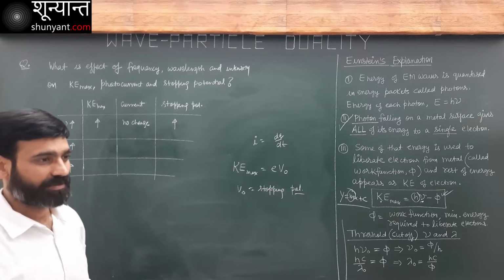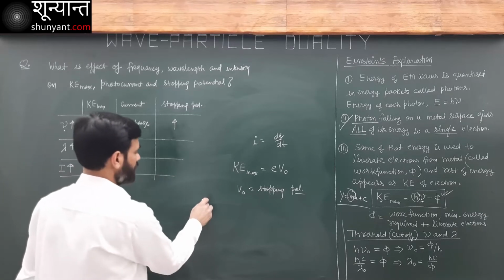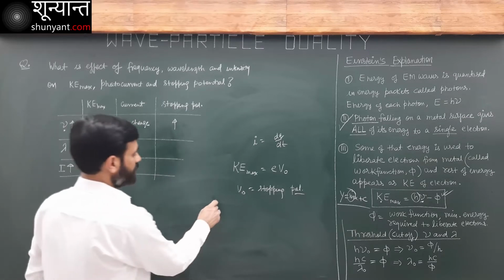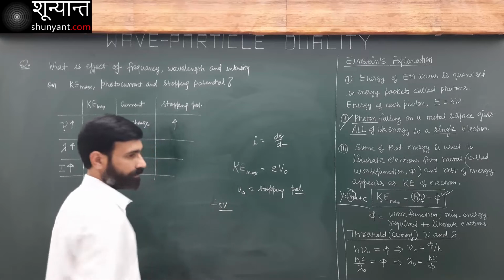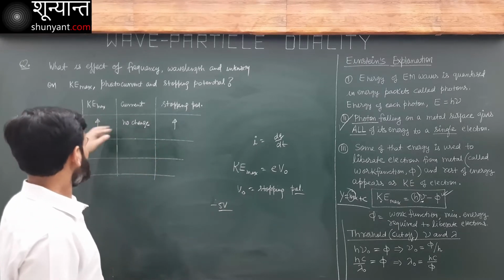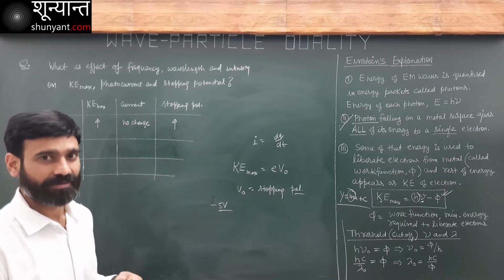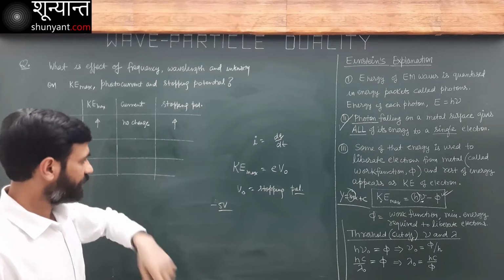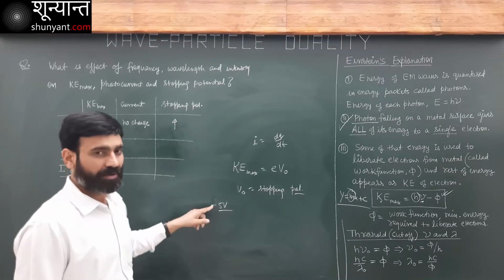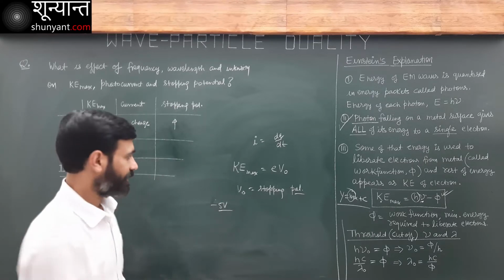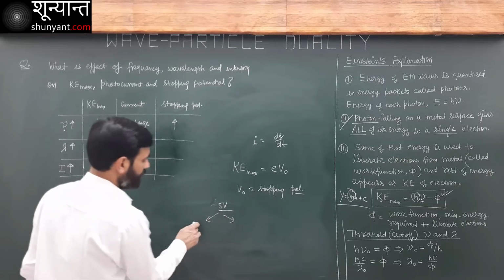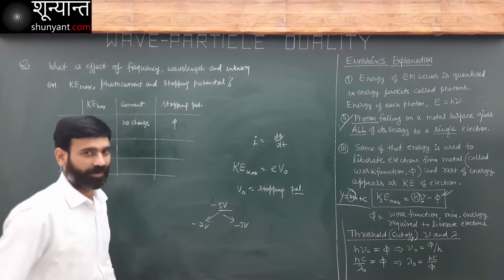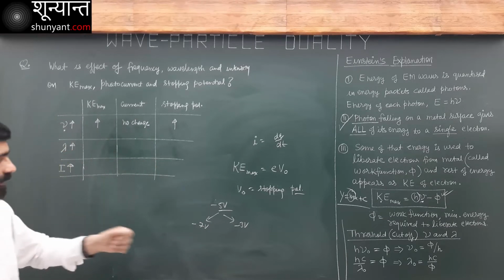Sometimes it becomes confusing. What is the meaning of increasing? Let's say initially the stopping potential is minus 500. I increased frequency. Then kinetic energy maximum will also increase. So this is stopping potential. Will it become more negative or less negative? Will it become, let's say, minus 7 volt, or will it become minus 3 volt? What do you think? It will become minus 7.